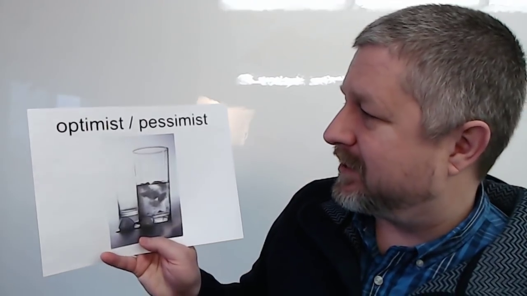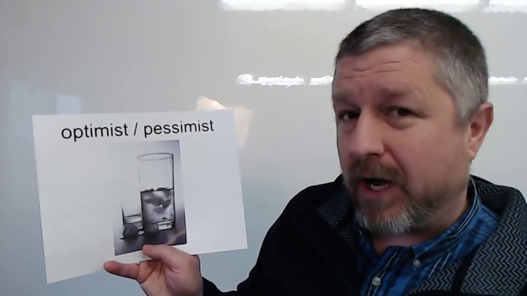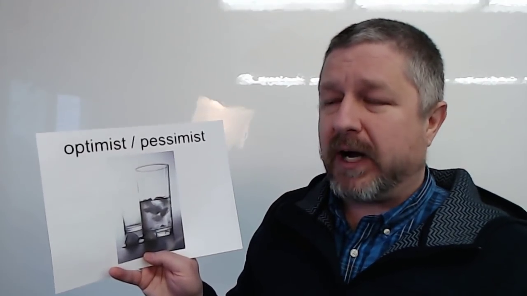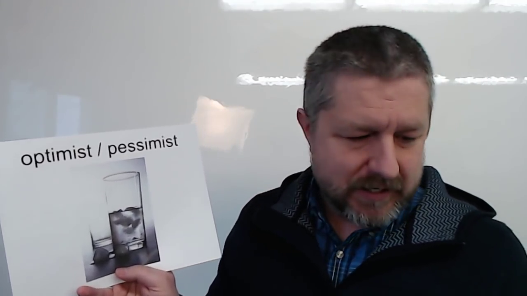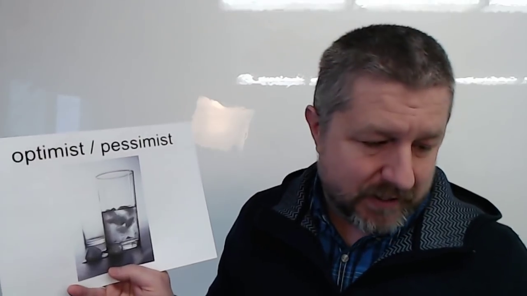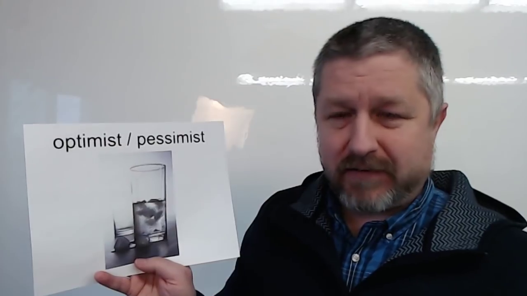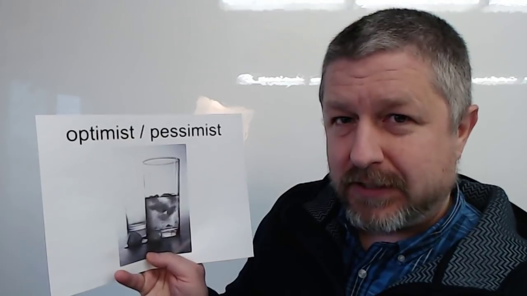So here I only have one picture, optimist and pessimist. An optimist is someone who's always smiling, and they always see the bright side of things. And then a pessimist always sees the negative side of things. So in English we have this funny saying, an optimist would say the glass is half full, but a pessimist would say the glass is half empty. So I think hopefully that helps you understand the difference.